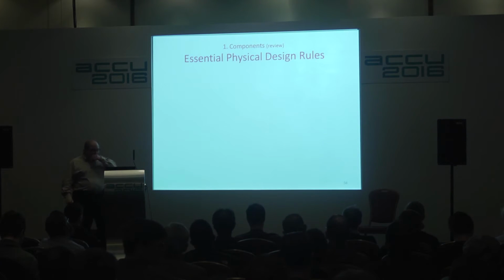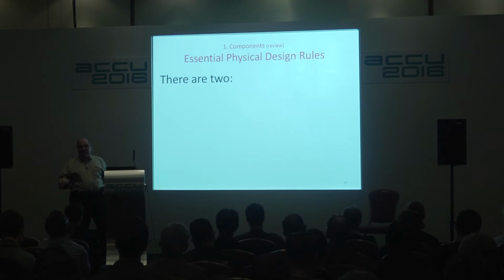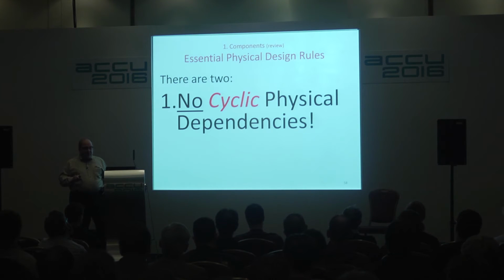All right. Essential physical design rules. We have many rules, but there are 2 that are very, very important. So what do you think the 2 most important design rules are for large projects, or any projects for that matter, but large projects especially? I heard acyclic, no cyclic physical dependencies. That is the #1 rule.